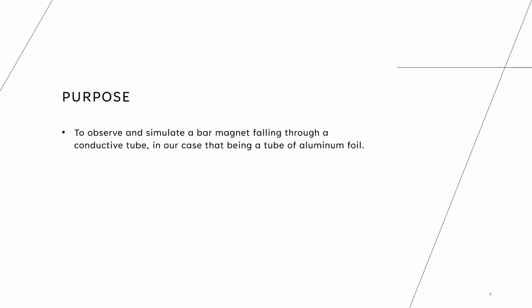Introduction. Purpose. The purpose of this lab is to observe and simulate a bar magnet falling through a conductive tube, which in our case, that tube being a tube of aluminum foil, in order to show some of Faraday's principles in real life. Results preview.